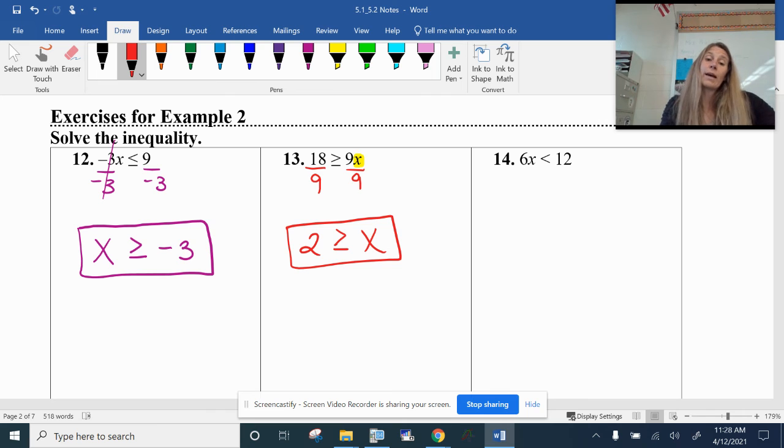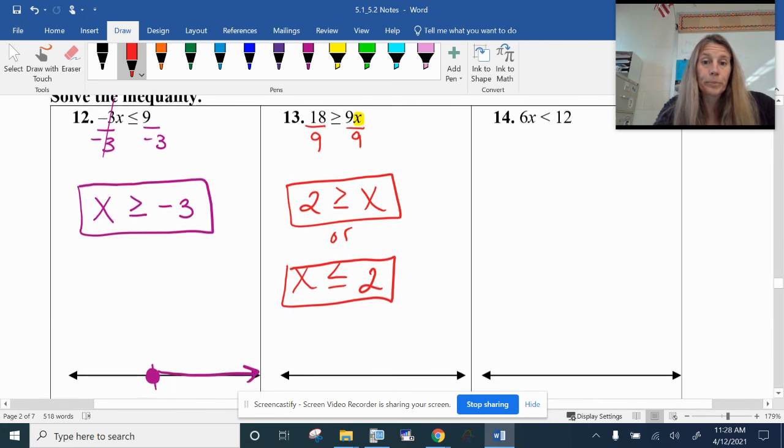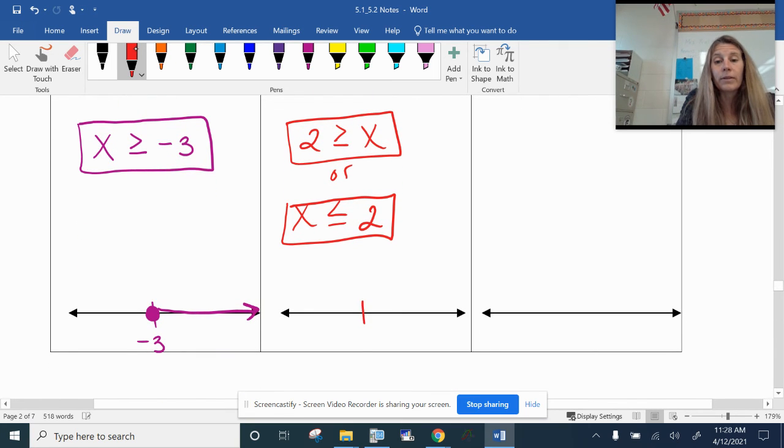Now, if you don't like having the variable on the right and you want to switch it, that's fine. Now you reverse the direction of the inequality sign, so that it's still pointing to the x and opening up towards the 2. So when I graph this on my number line, it would be a closed circle at the 2, and x is less than or equal to 2, so that would be on the left.